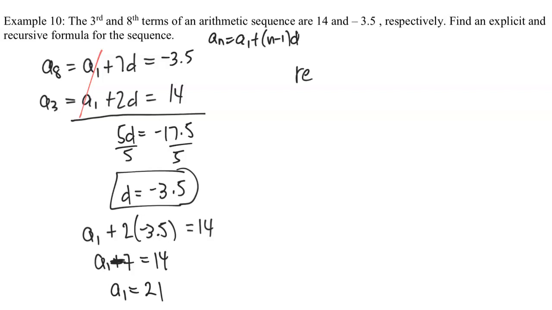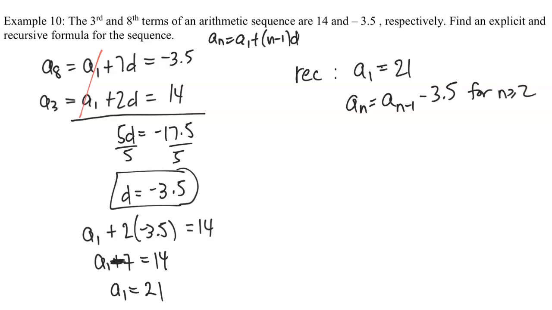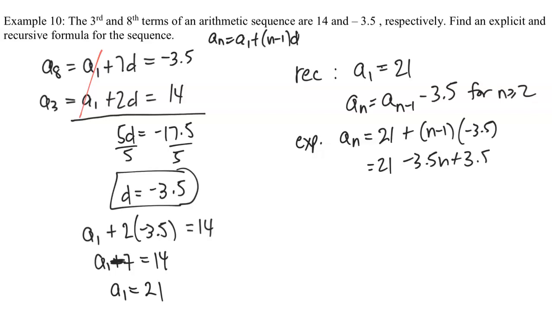And so now I'm ready to write my formulas, my recursive formula. I need to start by giving the first term, which is 21. And then the recursive definition will say a sub n is equal to a sub n minus 1 minus 3.5, and that's going to be valid for n greater than or equal to 2. And then my explicit formula is going to say a sub n is equal to a1 plus n minus 1 times the difference. And so this is going to end up being 21 minus 3.5n plus 3.5. And when I combine the like terms, I'll have negative 3.5n plus 24.5. And so there's my explicit formula for this sequence.